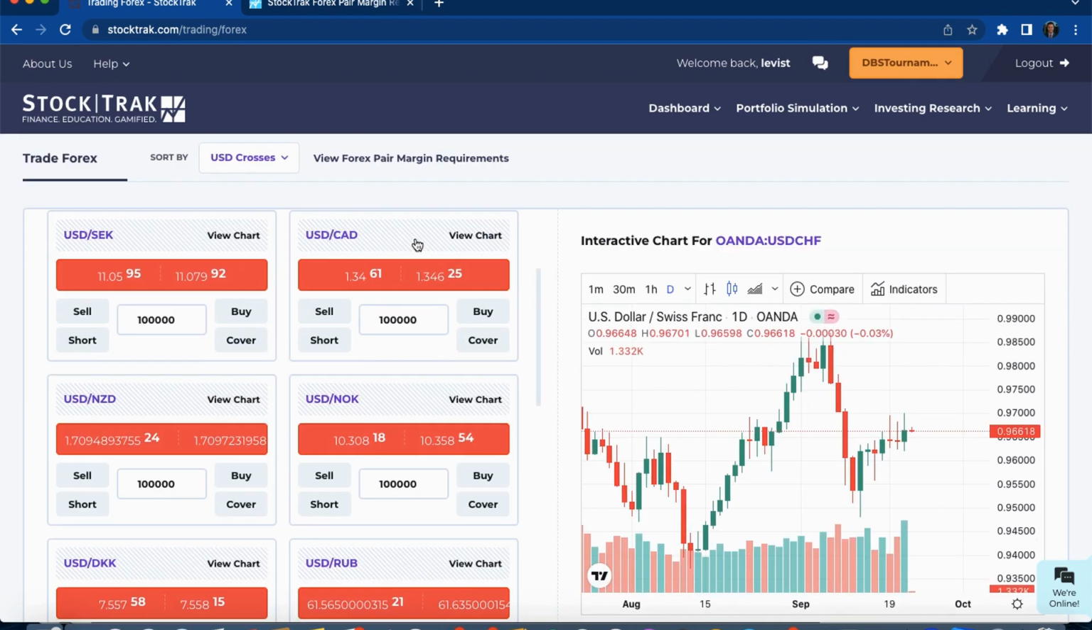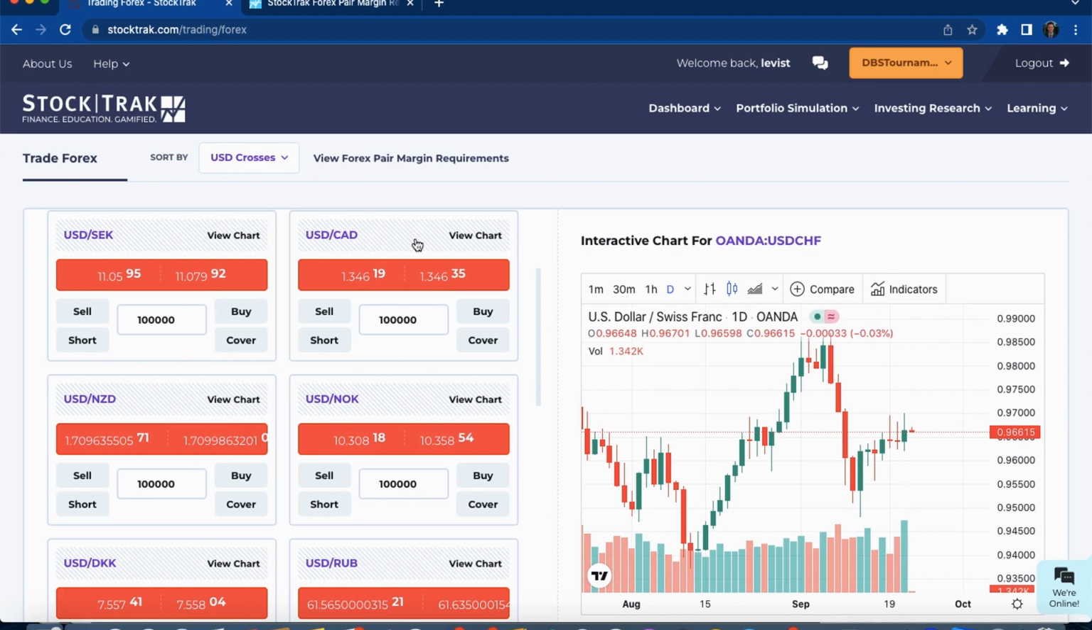The basic framework to think of how you can make money off of these pairs is that if you think the value of the currency on top will go up compared to the value of the currency on the bottom, then you want to be long on that pair, so you buy that pair. Conversely, if you think the value of the currency on the top will go down compared to the currency on the bottom, you want to be short that pair, so you sell that pair.